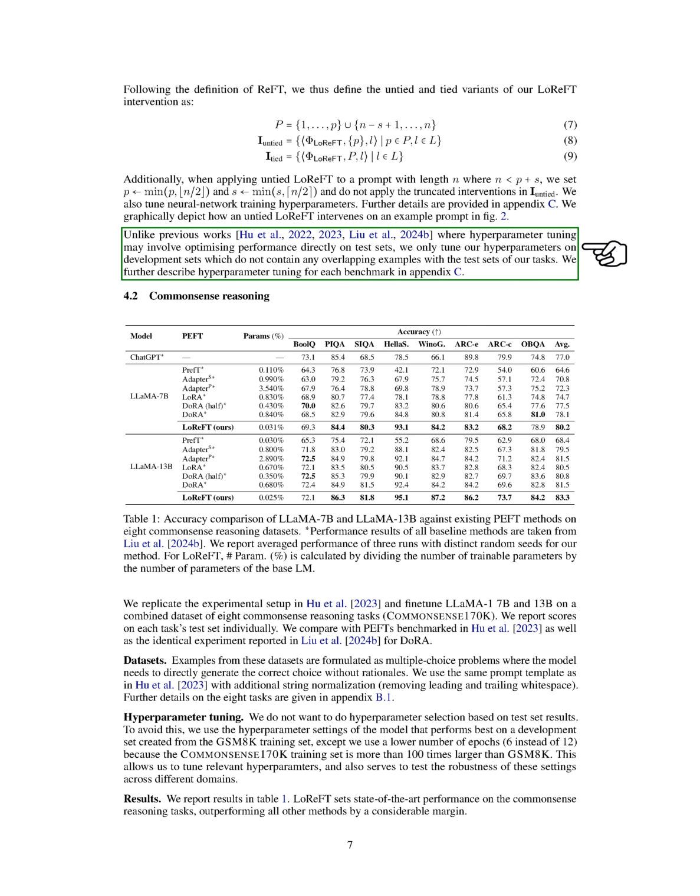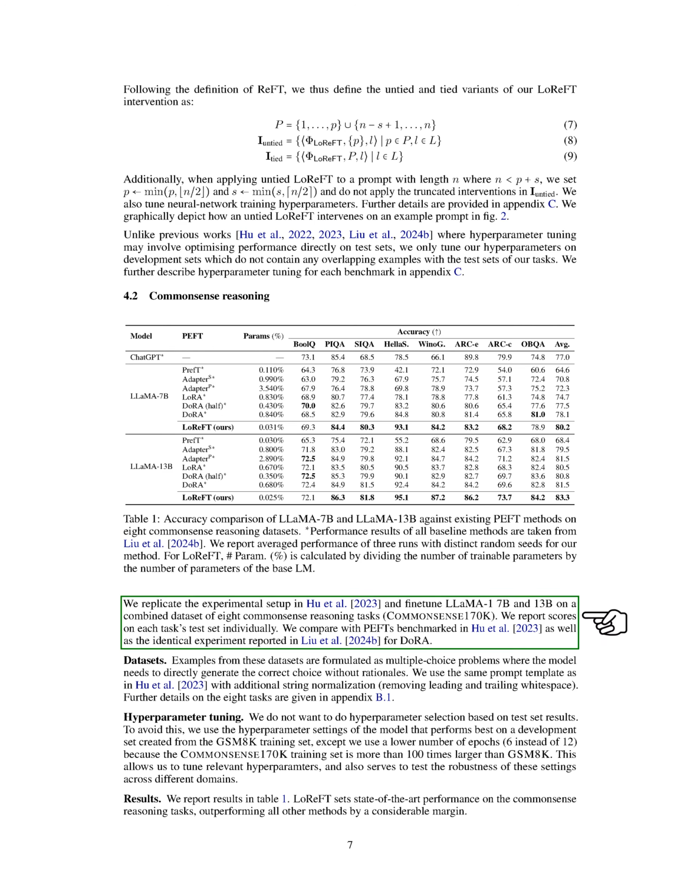Section: Common Sense Reasoning. In this section, we replicate the experimental setup from previous studies and fine-tune the Llama 7B and 13B models using a combined dataset of 8 common sense reasoning tasks, COMMONSENSE170K. We present the scores for each task individually and compare them with benchmarks from previous works.